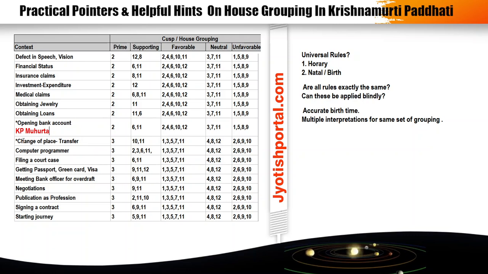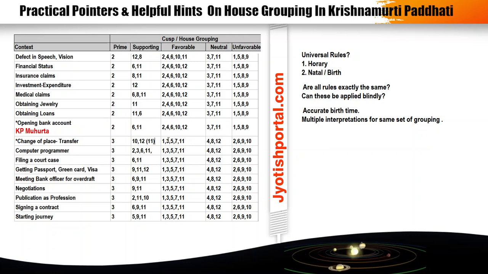Now let's look at the change of place and transfer. Here it says that if the primary cusp 3 is a significator of 10 and 11, then the transfer will happen. This is not true. It should actually be 10 and 12. You see, when you put 11, then it means the fulfillment of desire or satisfaction, that kind of thing.